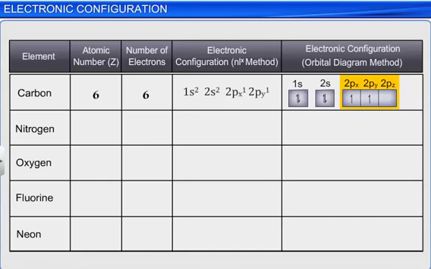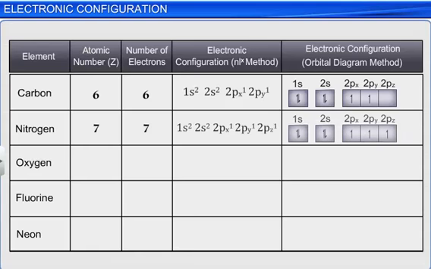Nitrogen has 7 electrons. The first 4 electrons fill the 1s and 2s orbitals. The remaining 3 electrons will go to the 3 2p orbitals in accordance with Hund's rule, and these will have parallel spins. Oxygen has 8 electrons.